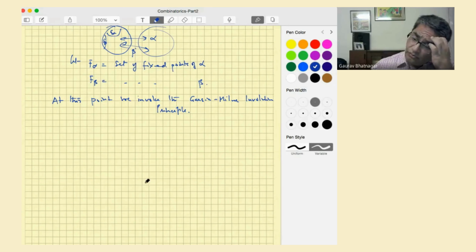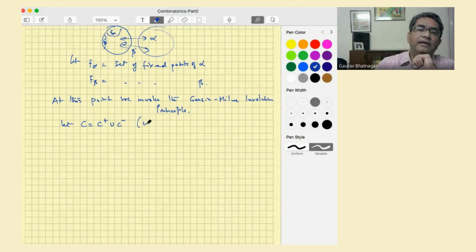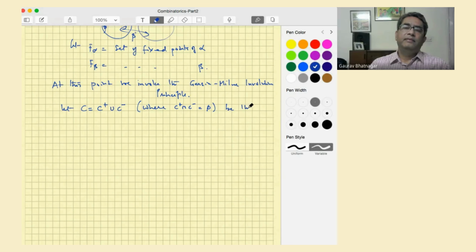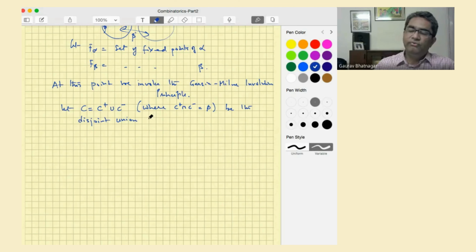Okay. So what is the Garcia-Milne involution principle? Let C be equal to C plus union C minus, where C plus intersection C minus is empty. The disjoint union of two finite components, C plus and C minus. I'm going to state a slightly simplified version, which Andrews proves. It's equivalent to whatever they have, but this is simple enough to understand.